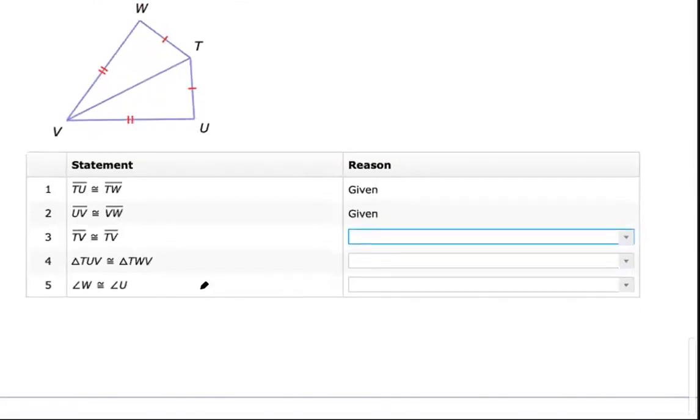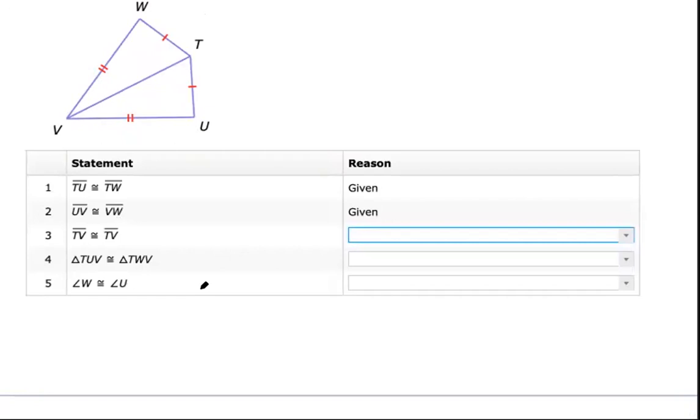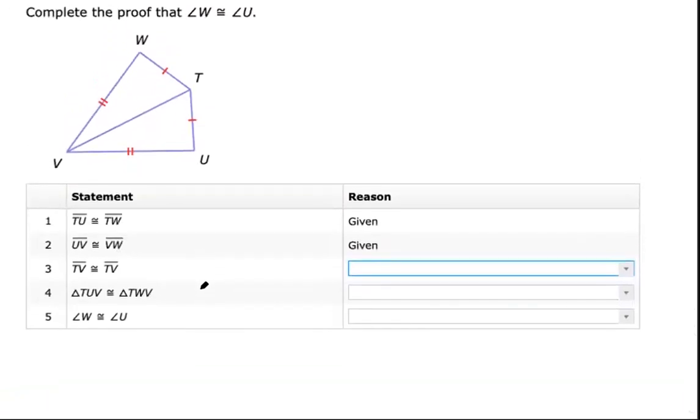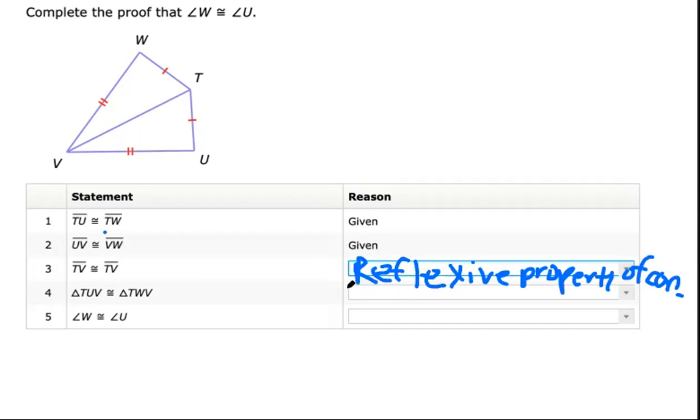All right, let's complete this proof here. That angle W is equal to angle U. Okay, so they give us these first two right there. So they have the markings there and there and there and there. TV and TV, I think you guys can tell me, we just worked on this, so this is going to be the reflexive property of congruence. I'm just going to leave it there. I think you know the rest.